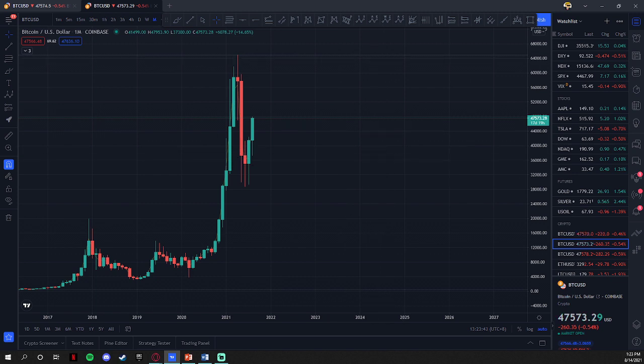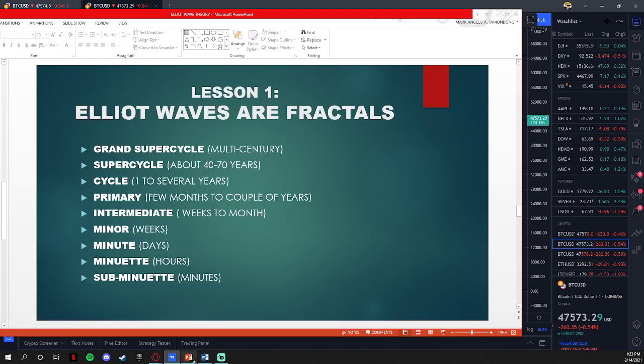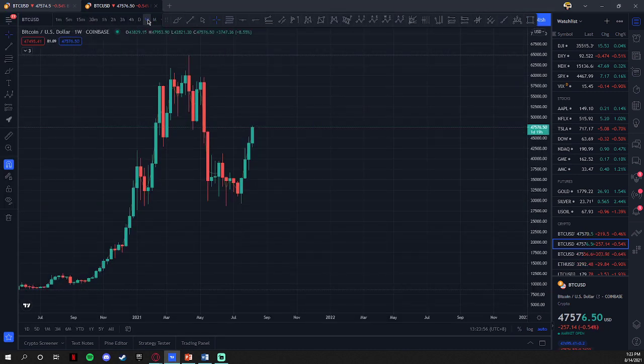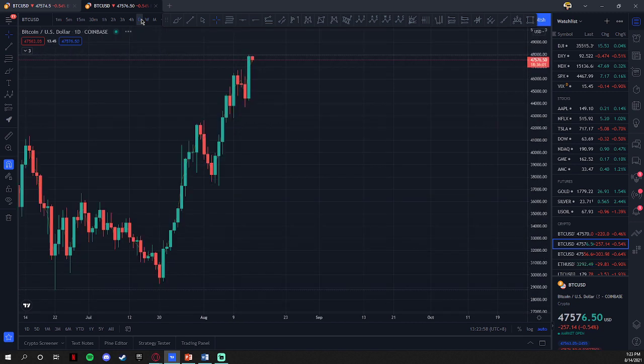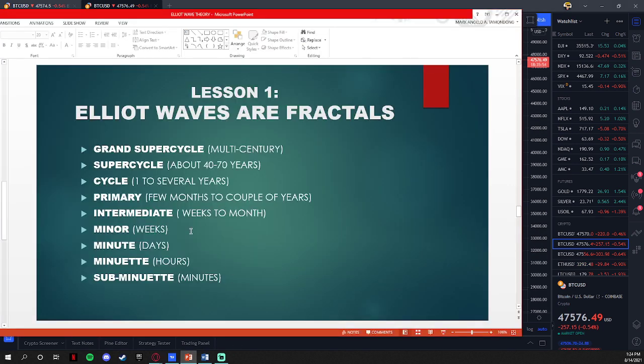Like that. So your grand super cycle, which is what we showed, the multi-century super cycle, can class as the weekly. The cycle is in the daily, the primary the 12-hour, the intermediate the 4-hour, etc. You have the intermediate, minor, minute, sub minute. It's important that every overall Elliott wave has another Elliott wave within it.